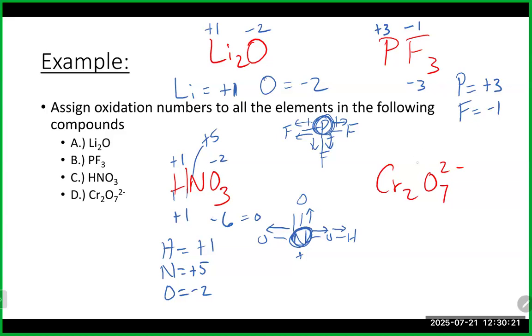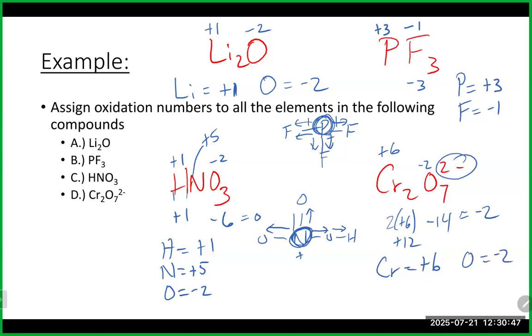Lastly here, dichromate, -2 for the oxygen, -14. Overall, this thing is equal to -2. We actually have 2 chromiums in this case, and that means each of the chromiums would actually have to be +6. That gives me a +12 and a -14, so -2 overall. So the chromium in this case is +6.